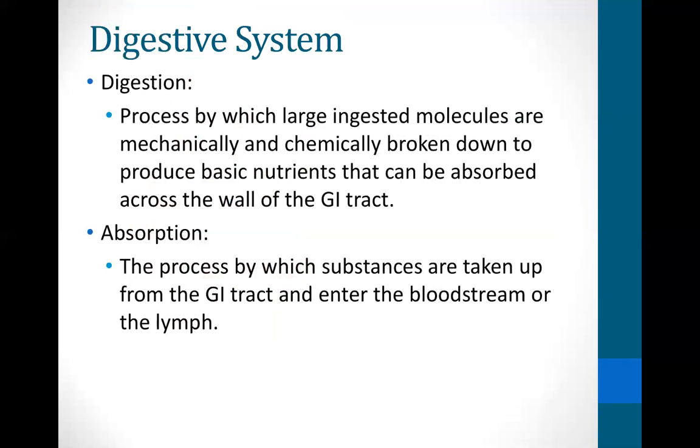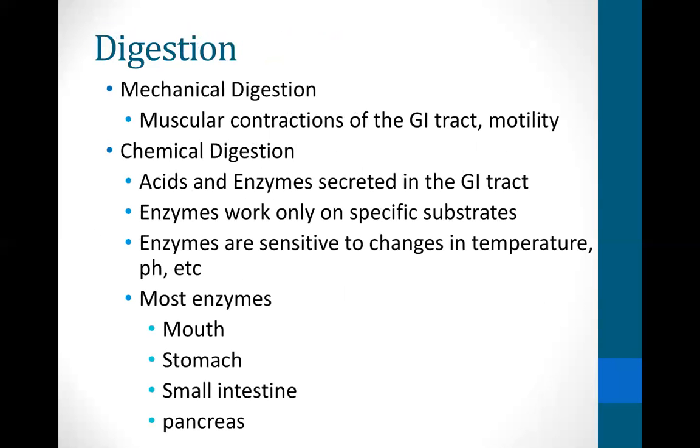Digestion is the process by which large ingested molecules are mechanically and chemically broken down to produce basic nutrients that can be absorbed. Absorption is the process where these substances are passed from the intestinal tract or the GI tract directly into the bloodstream or lymph. So that's how we get food we eat into our bloodstream.